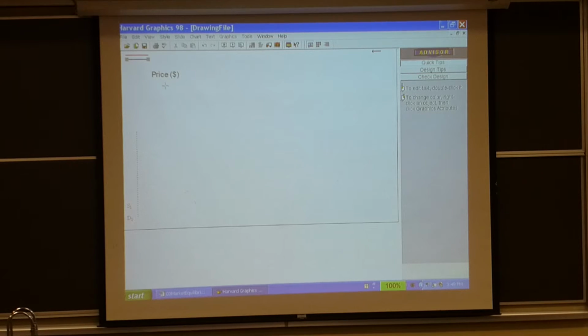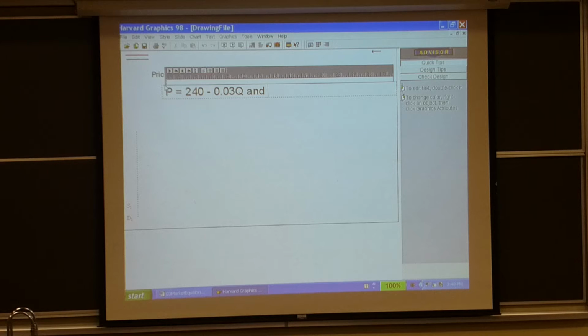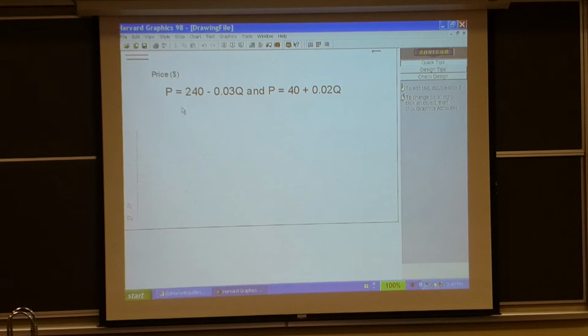So, here we go. I'm going to make this up. P equals 240 minus 0.03 Q, and P equals 40 plus 0.02 Q. These are the demand and supply functions. So let's see this now, but let's follow here for the moment. I'll get rid of this in a minute.